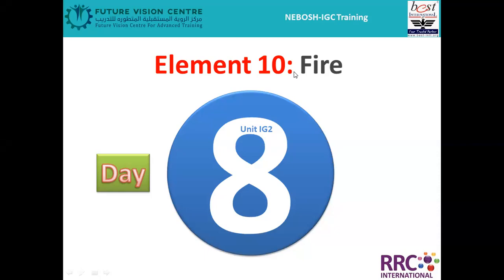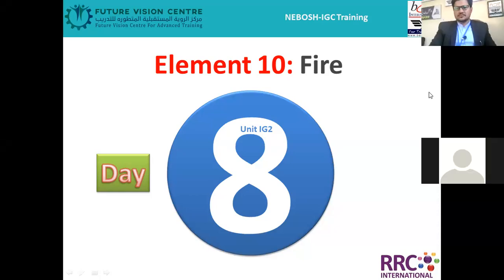So now we have another important topic, element 10. The title is quite common, the fire, but how are we going to control the fire, and what prevention or protection system do we have to implement to avoid or minimize the chances of a fire incident or accidents?